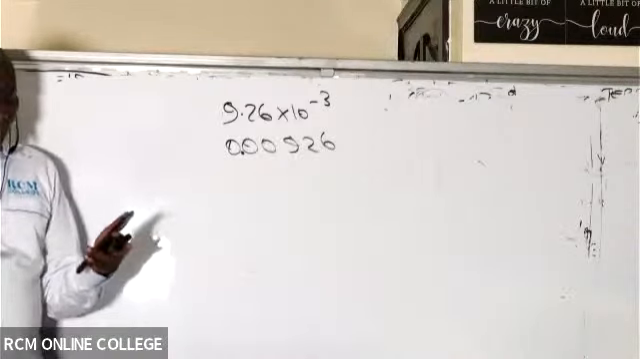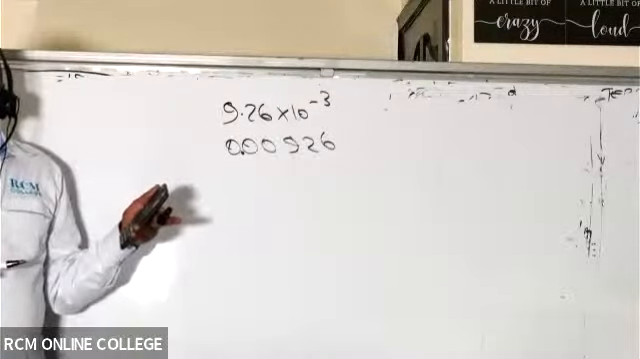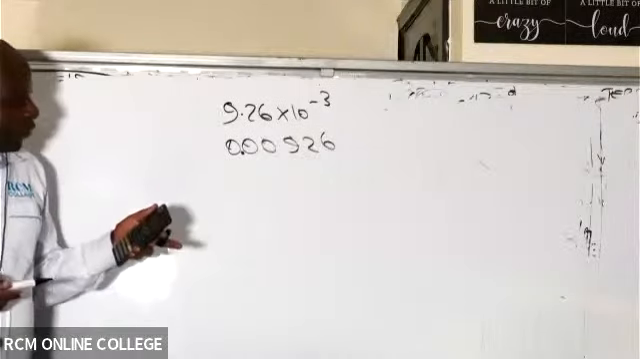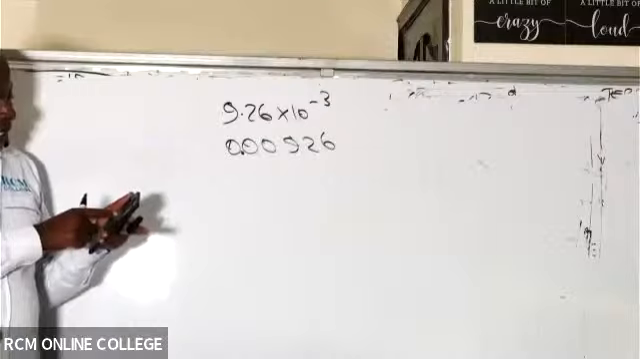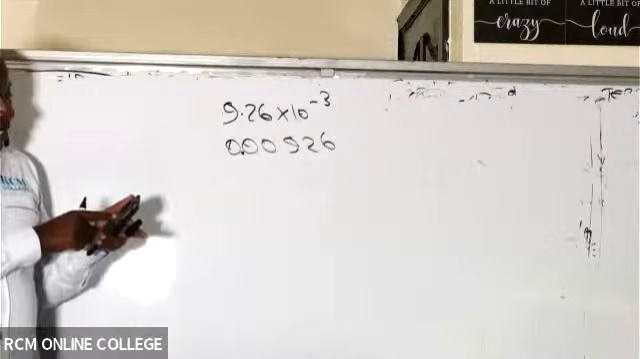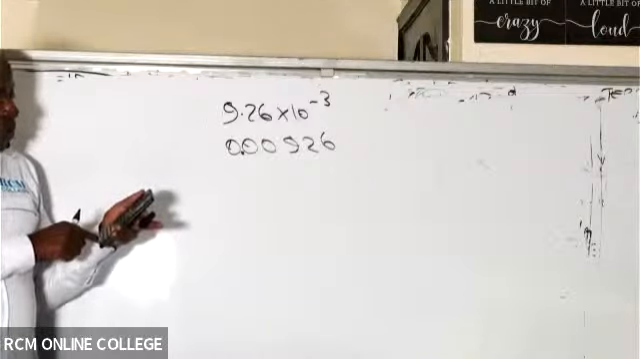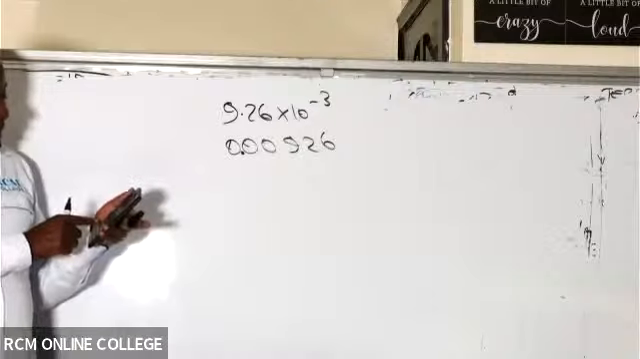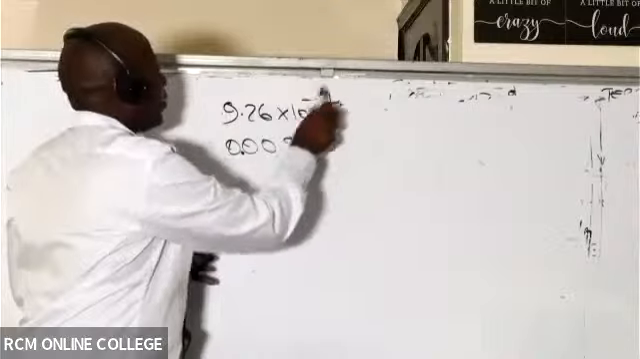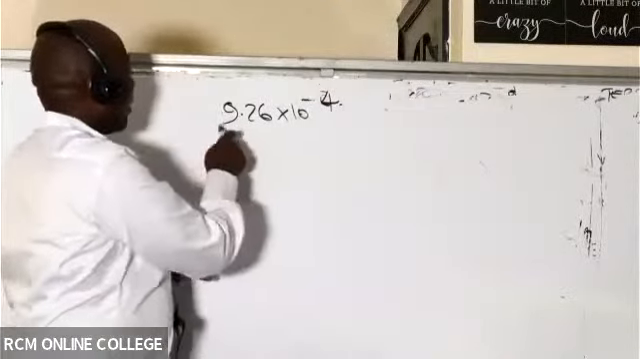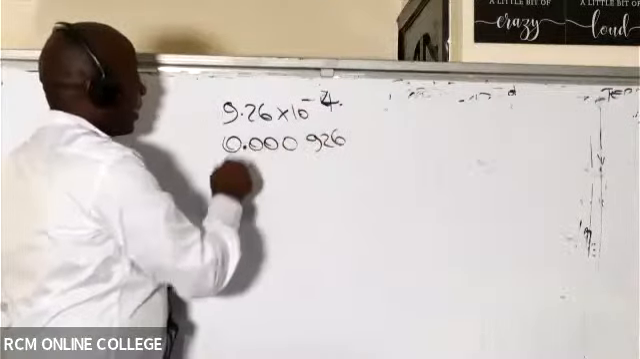Nancy is saying it is -4. Is it -4 or -3? Are they 4 of them? Did I make a mistake somewhere? Yes, I wrote 0.01, it should be 0.001. Yes, thank you very much for that correction. So it's supposed to be -4. So we write the zeros like that, then 926, then you put the decimal.